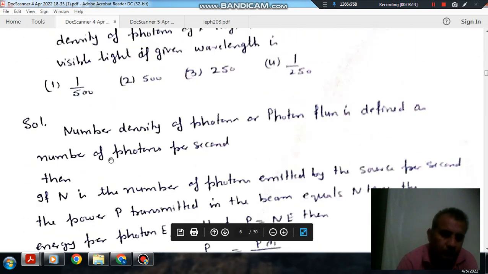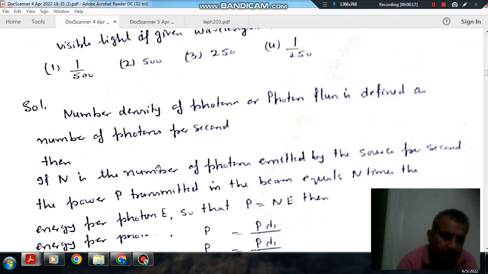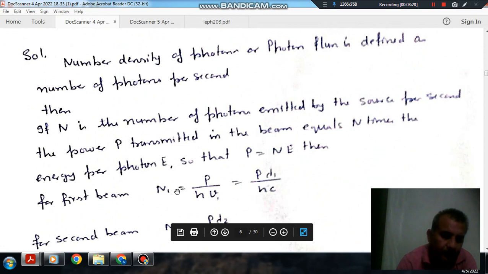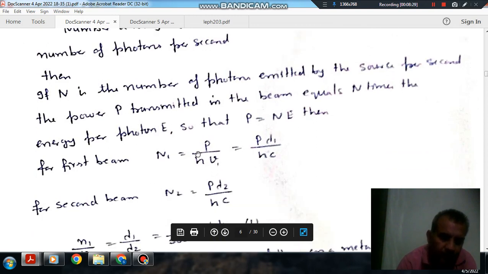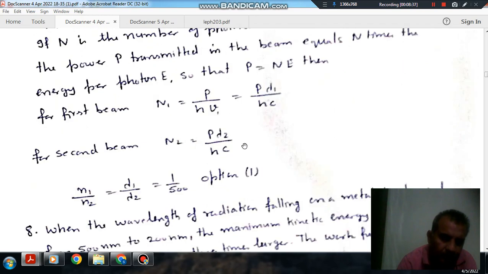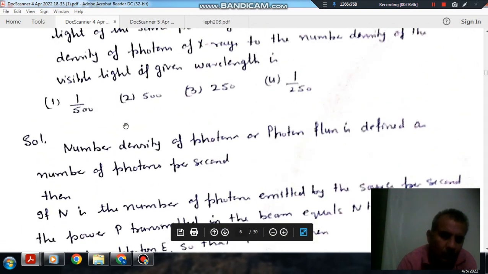So the number density of photons is the number of photons per second. This is given by P by h into frequency, and frequency is given by c by lambda. So for the first beam it is P by h c into lambda 1, and for the second it is the same with lambda 2. So the ratio n1 by n2 is lambda 1 by lambda 2, which is 1 by 500. So the answer is option 1.